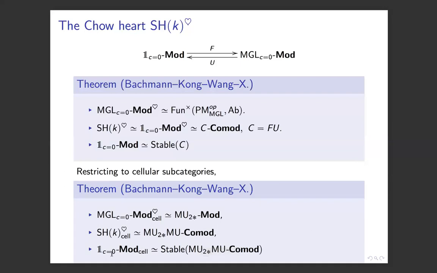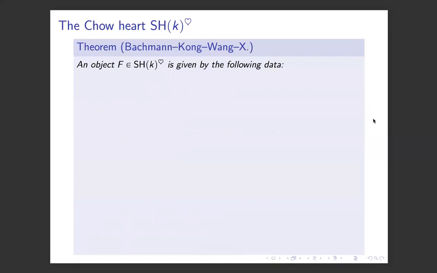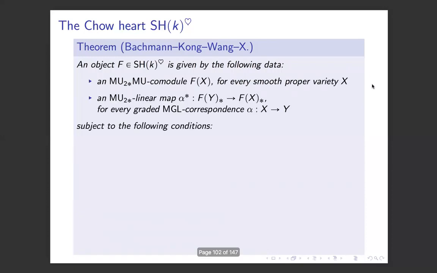And moreover, this analog of the Chow-Novikov tower, the cellular modules, is again going to be the always unbounded derived category of MU star MU comodules concentrated in even degrees. So this is again purely algebraic. Based on this first description, we also have a more concrete description of what the heart looks like. And for any object in the heart, in the Chow heart, this is for the whole category, it's given by the following data.